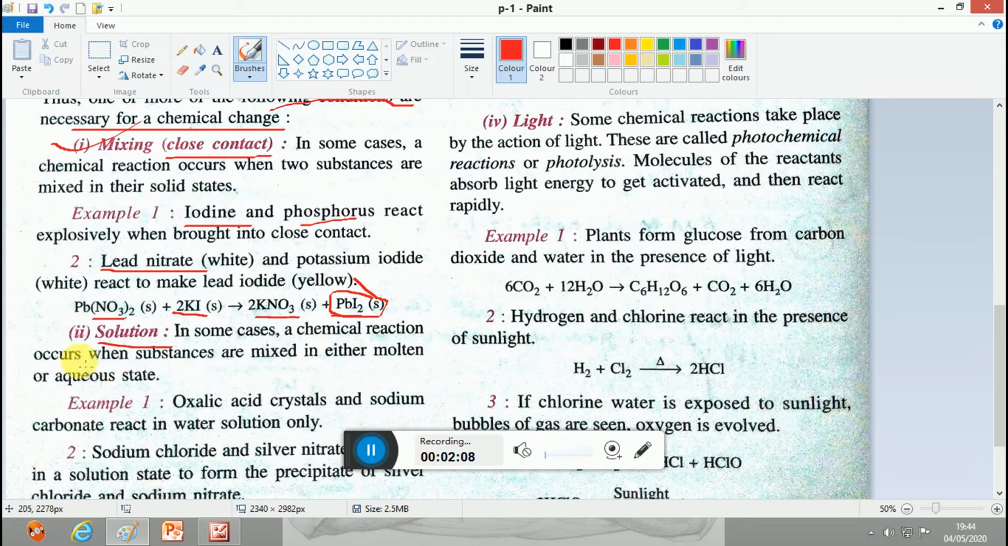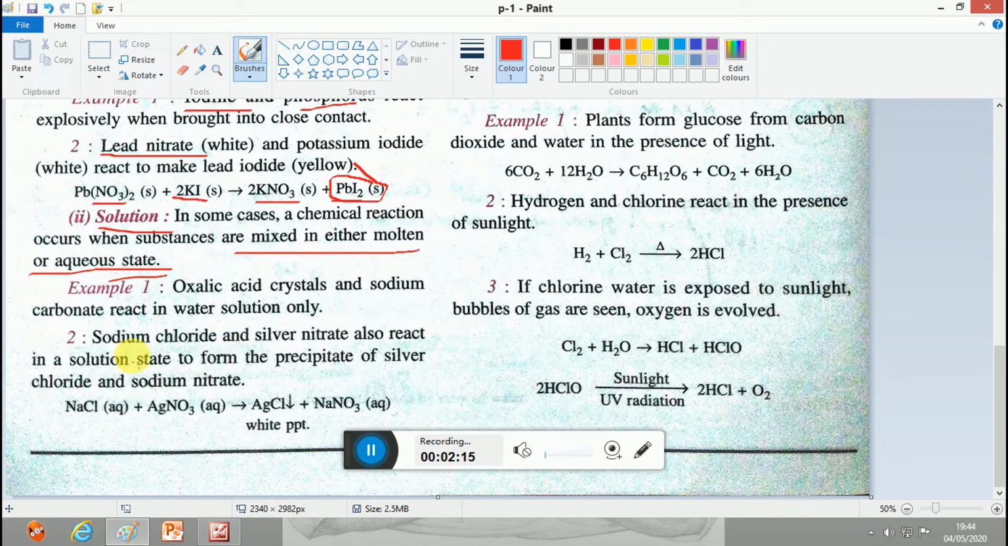In some cases, chemical reactions occur when substances are mixed either in molten or in aqueous state. For example, a common example of precipitation reactions: when aqueous solutions of sodium chloride react with aqueous solutions of silver nitrate, a white precipitate of silver chloride is formed, but there will be no reaction if we mix sodium chloride and silver nitrate in solid state.